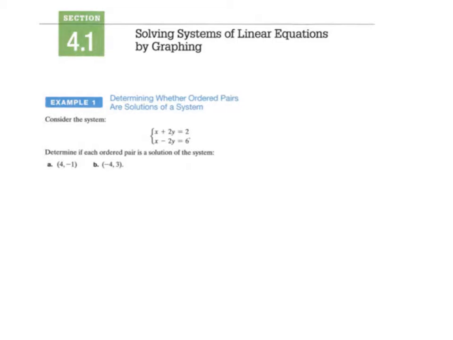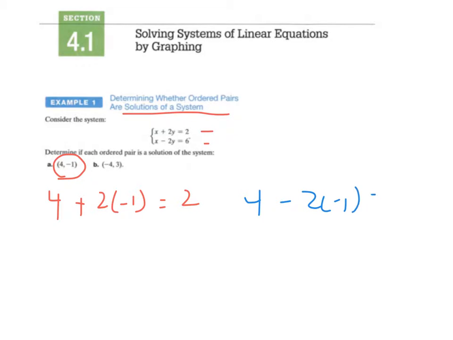To determine whether ordered pairs are a solution, we're going to test them by putting this pair into each equation and see if it gets the same number. So if we put 4 in for x and -1 in for y, and then put 4 in for x and -1 in for y, we see if they get the right answer.